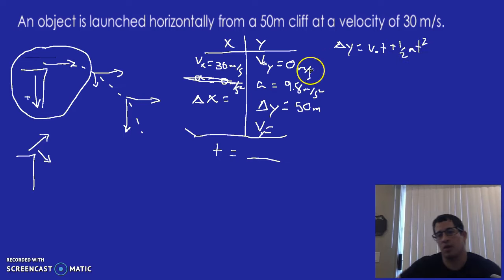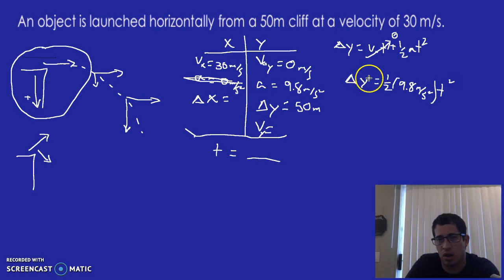at squared. Now this is where we see why horizontal projectiles are simpler to work with. v naught y is equal to 0, so this term right here disappears. We don't have to deal with this piece when we're solving. So we just say that delta y equals 1/2 times 9.8 meters per second squared times t squared, and delta y is equal to 50 meters. Just for simplicity's sake, let's change 9.8 to 10. So this is going to be a 10 right here.